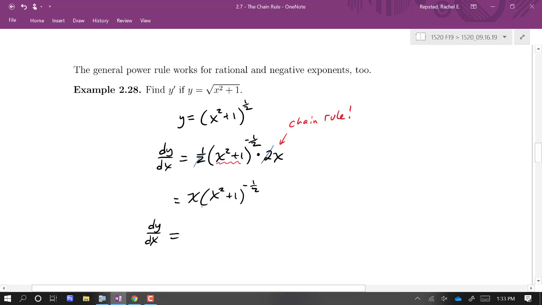Let's see, if I go back to radical form, how would this look? x over the square root of x squared plus 1. So let's take a minute and recall that for fraction exponents, we use this fact right away: a fraction exponent denotes a radical. So a square root is a 1/2, a cube root is a 1/3 power. The negative power is what throws it in the bottom.